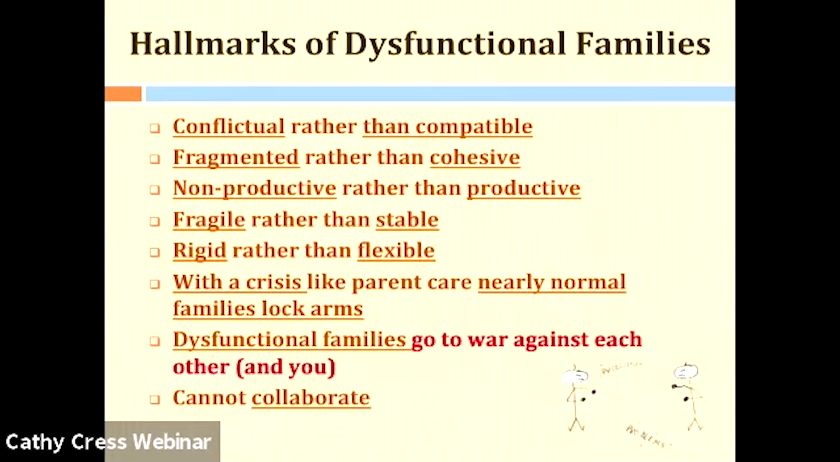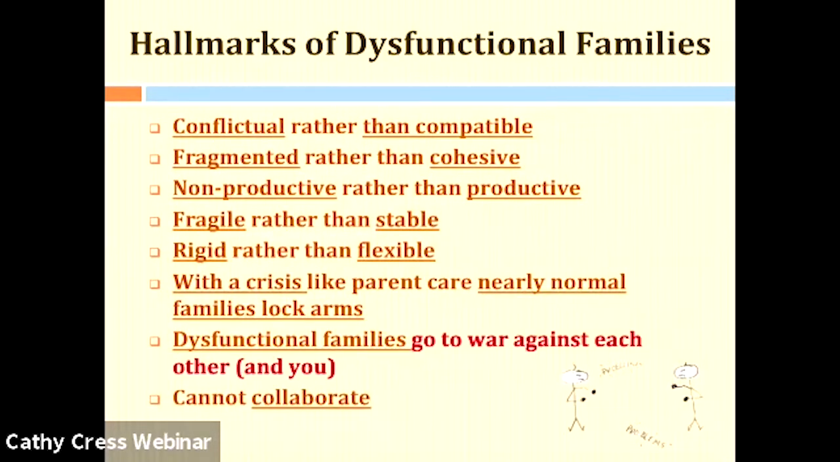The dysfunctional family is fragile. They're very fragile. They're tough on the outside, but inside they're just a mess. They're grieving. They have not had enough love. And they're not stable, because nearly normal families have had stability throughout their life.